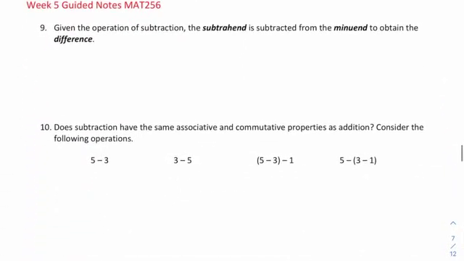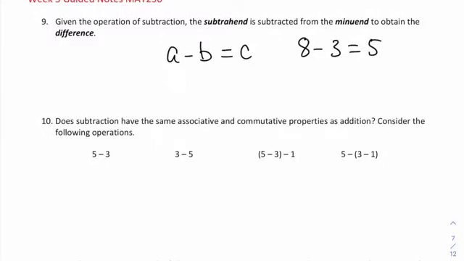Okay, number 9. Given the operation of subtraction, the subtrahend is subtracted from the minuend to obtain the difference. So if you have a statement like A minus B is equal to C, this is general, or we can go specific, like 8 minus 3 is equal to 5. The first number in the subtraction is the minuend.